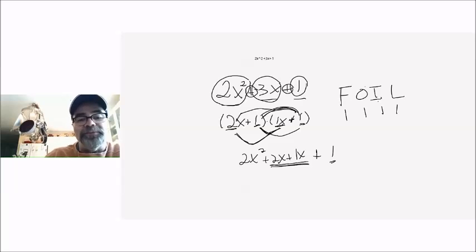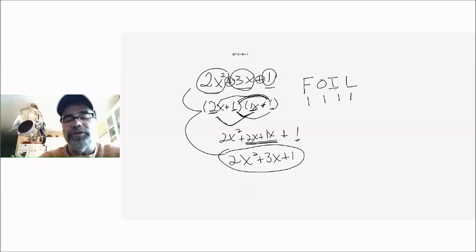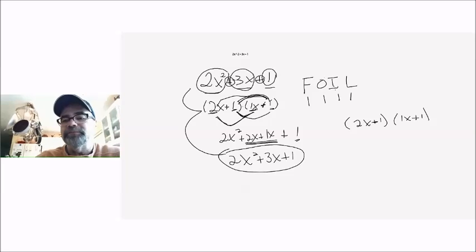Then we combine like terms if we have any. In this case, we do. We have 2x squared plus 2x plus 1x yields 3x plus the 1, and you'll notice that we get right back to our original trinomial when we do our check on it. So the factors of 2x squared plus 3x plus 1 are 2x plus 1 times 1x plus 1. Does that help?